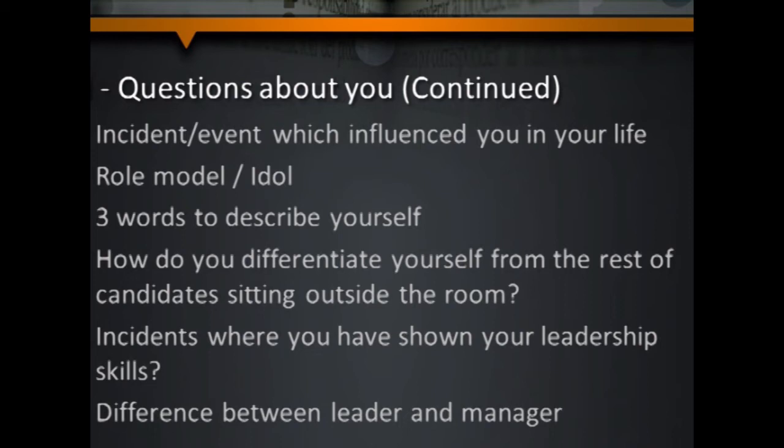And then the next question could be the difference between a leader and a manager. It's not a very frequent question, but this is something which can appear. So just make sure that you have some opinion on this. This is not a very important one if you ask me.